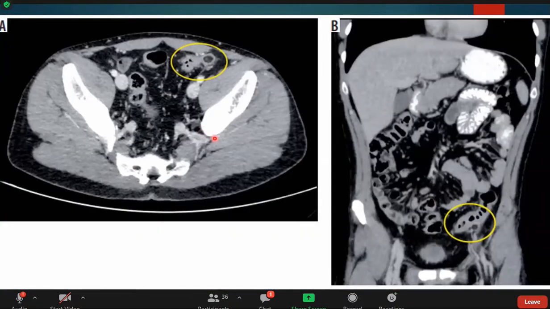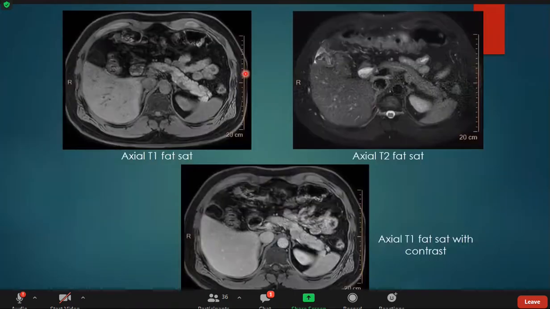Same patient, a contrast enhanced CT scan of the abdomen was done, showing moderate reactive wall thickening of the descending and sigmoid colon, and a non-enhancing adjacent fat density ovoid structure with high density rim and surrounding fat stranding. Another case, a 40-year-old male with right upper quadrant pain.